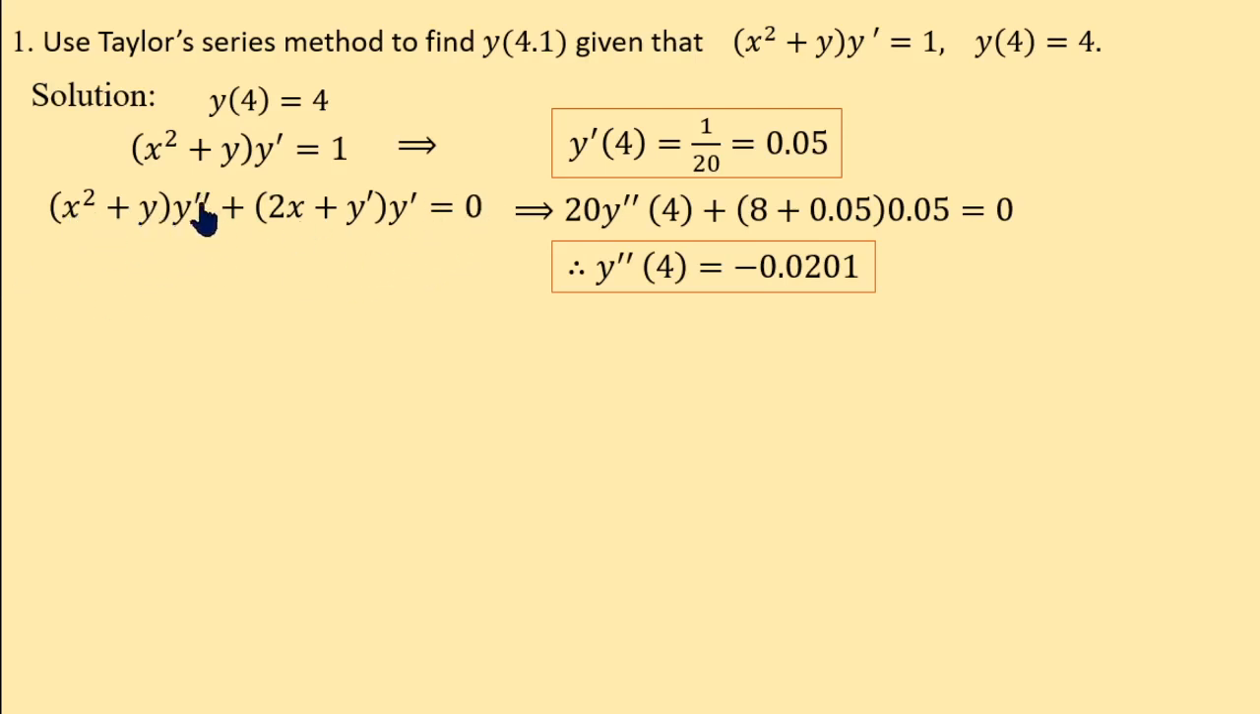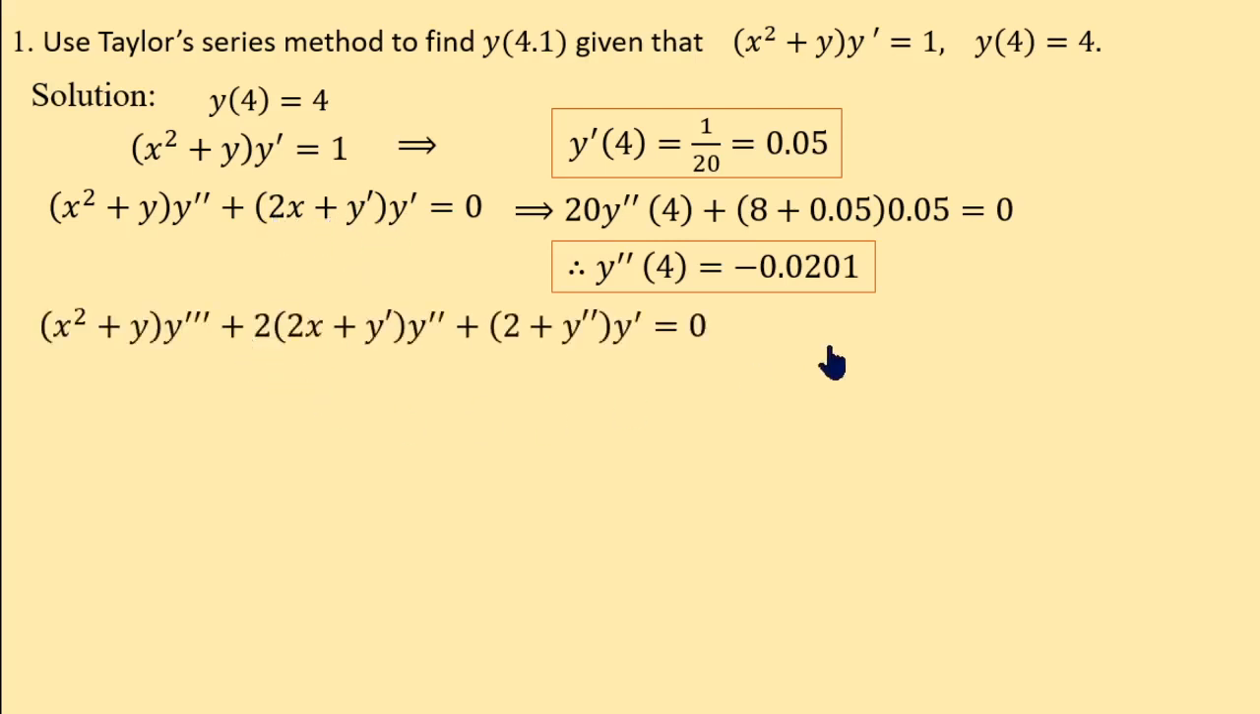To find y triple dash at x naught is 4, differentiate this with respect to x. First function into derivative of second, x square plus y into y triple dash. Second function into derivative of first, that is 2x plus y dash into y double dash. Here 2x plus y dash into y double dash, totally 2 times of 2x plus y dash into y double dash. Last term is y dash derivative of 2x plus y dash, that is 2 plus y double dash, that is equal to 0.